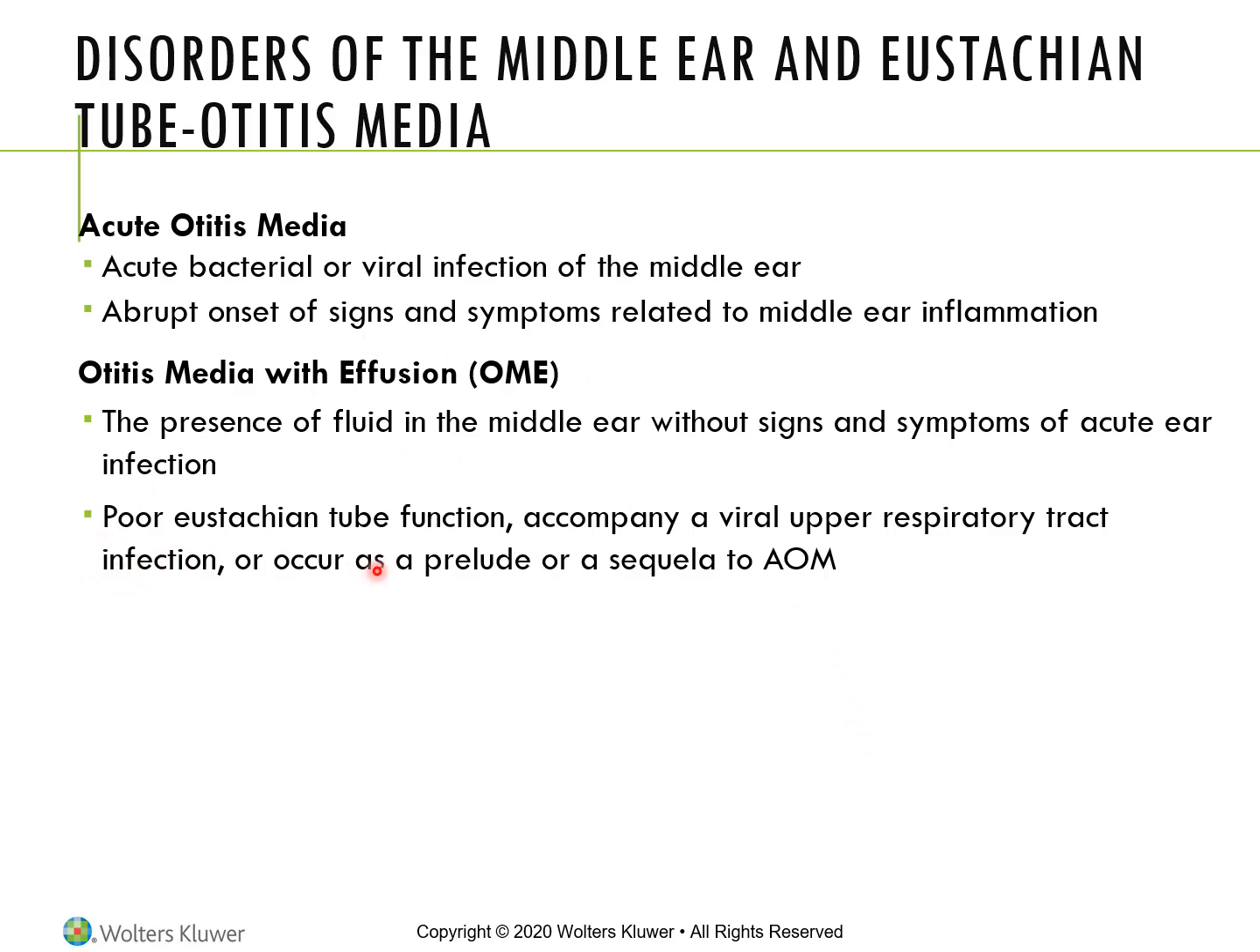Usually caused by poor eustachian tube function and accompanied by a viral upper respiratory tract infection. These can often occur as a prelude or a sequela to acute otitis media. So sometimes people have an effusion that can then progress to an acute otitis media. Again, these are usually maybe a respiratory tract infection or just poor eustachian tube functioning. So the drainage that normally would go through the eustachian tubes to empty that tympanic cavity is interrupted in some way. So fluid starts to accumulate in that space, but it's not causing this inflammatory response that we see in acute otitis media.